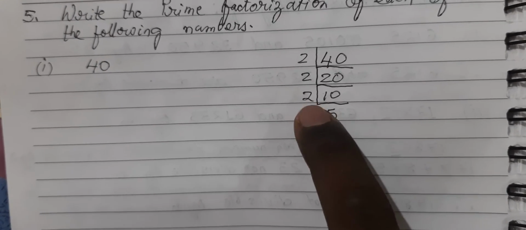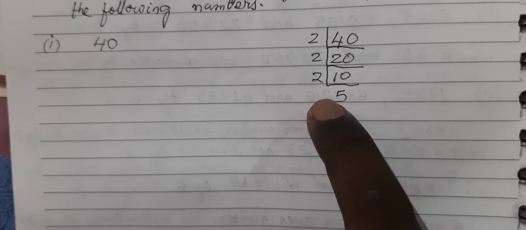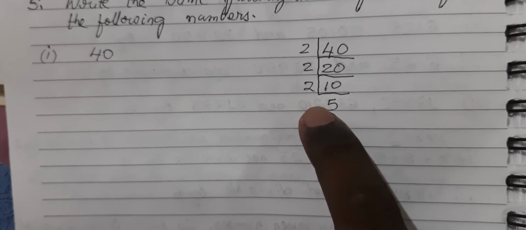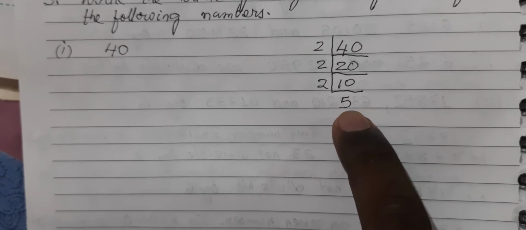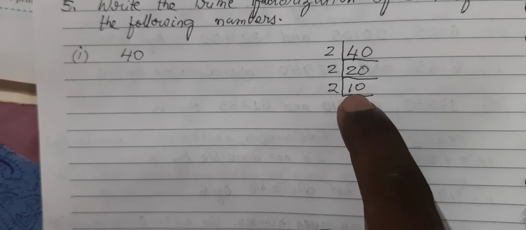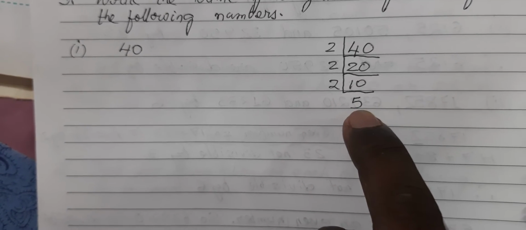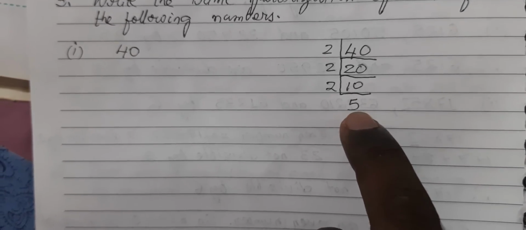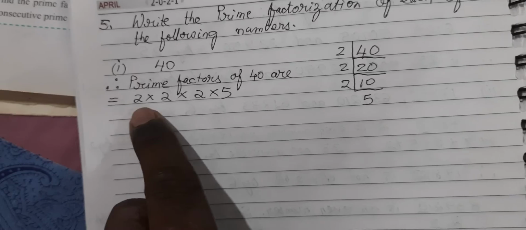Now there is no point writing 5 again, and 5 1s are 5. No need to do that. And of course we cannot use 1 anymore. So we just stop at that number which is a prime number. So while dividing, if the last number that comes is a prime number, that is an indication for us to stop. So which are the prime factors of 40? These are the prime factors of 40.